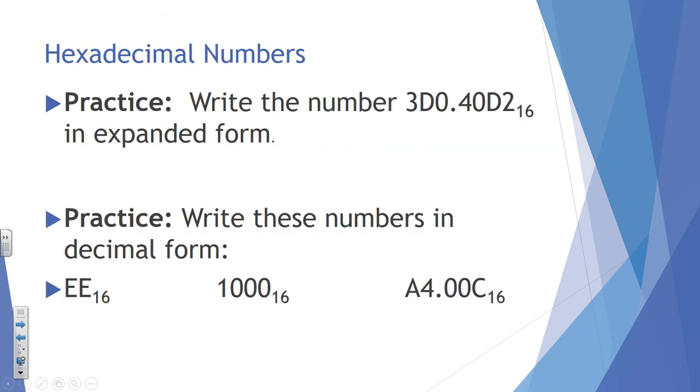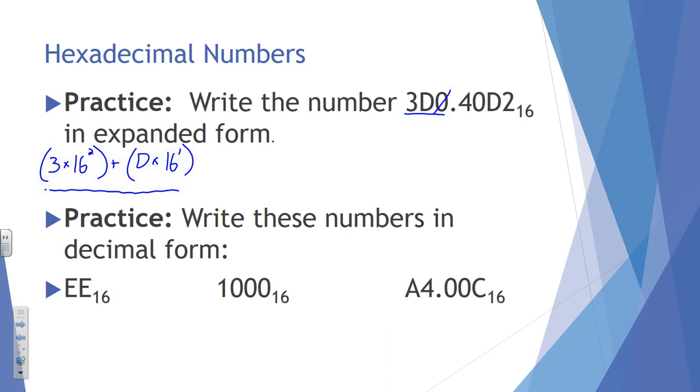Okay, let's wrap this up. You take a minute and expand 3D0.40D2 in expanded form, and unpause the video to see the solution. Okay, the 3D0 part of that becomes 3 16 squareds and D 16 to the first. There are no 16 to the 0.